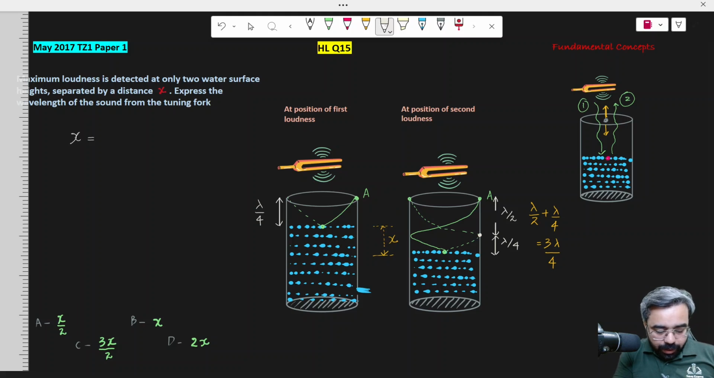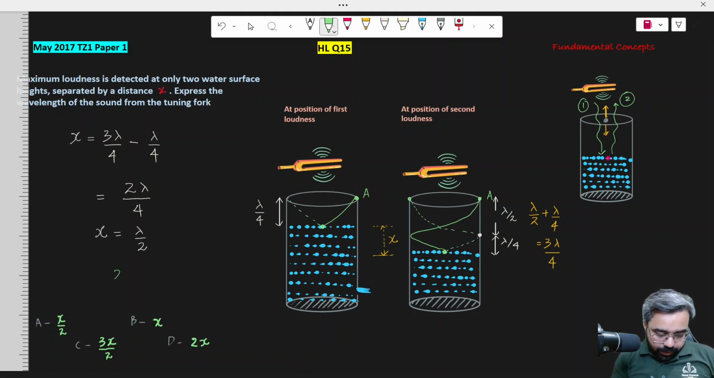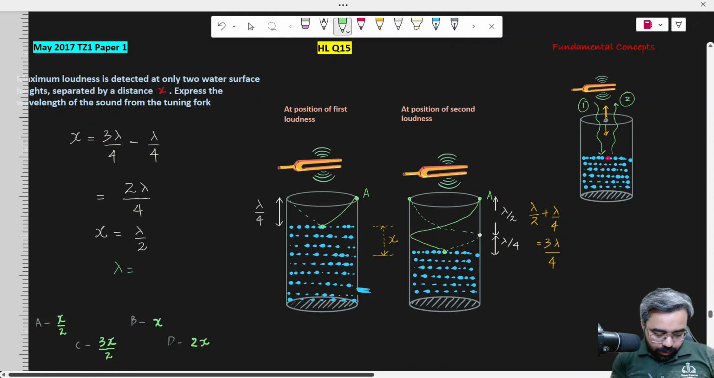So x must be equal to 3 lambda over 4 minus lambda over 4. That's why it should be equal to 2 lambda over 4, and that's why it should be lambda over 2. So what we finally conclude is that lambda is equal to 2x, and on the basis of that, the right answer should be option D.